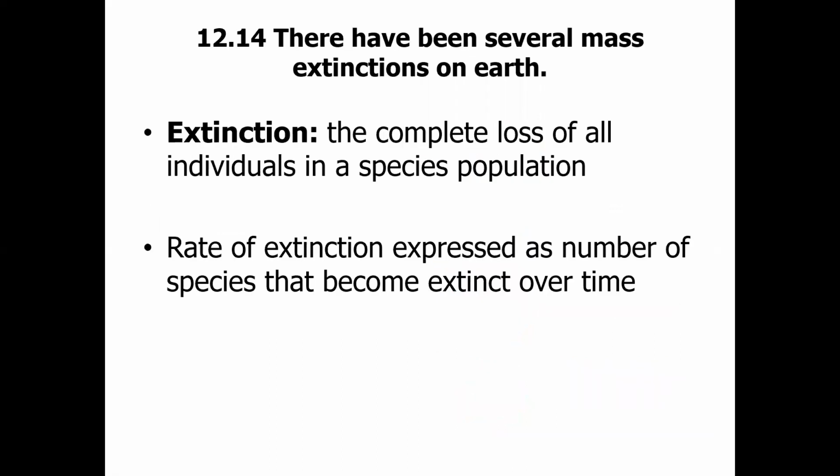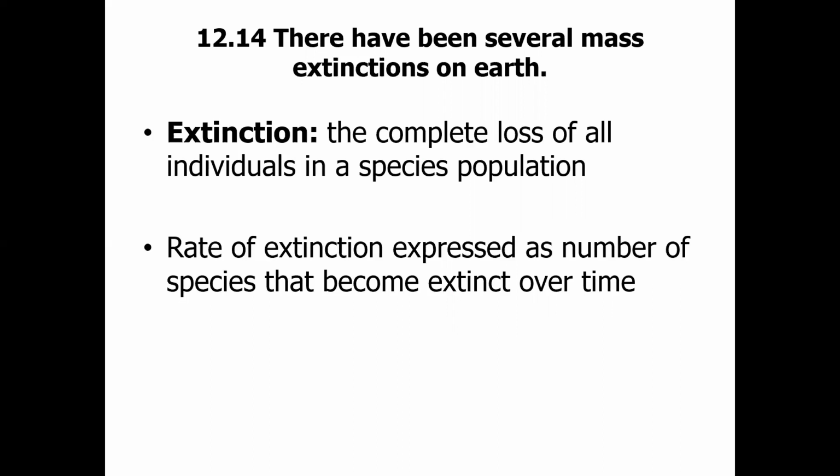So going a little more in depth with extinction. Extinction is the complete loss of all individuals in a species population. So we think of extinction as kind of a sad event where a species is dying, but extinction is actually a part of evolutionary history that has occurred many, many times. There's a lot of species that we never even knew during our lifetime that came and went over the hundreds of thousands of millions of years.